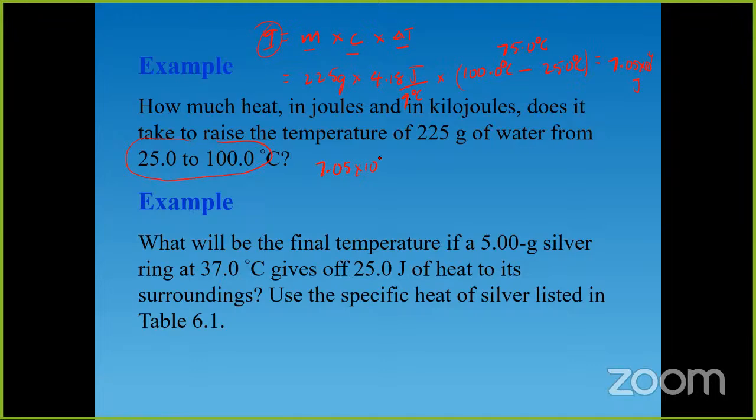7.05 times 10 to the 4 joules. We multiply that by the conversion factor where we have 1 kilojoule above and 1,000 joules below. So basically dividing the value that we got initially by 1,000. And the answer I got is 70.5 kilojoules. And that's basically how that is done. All right. Any questions about this?